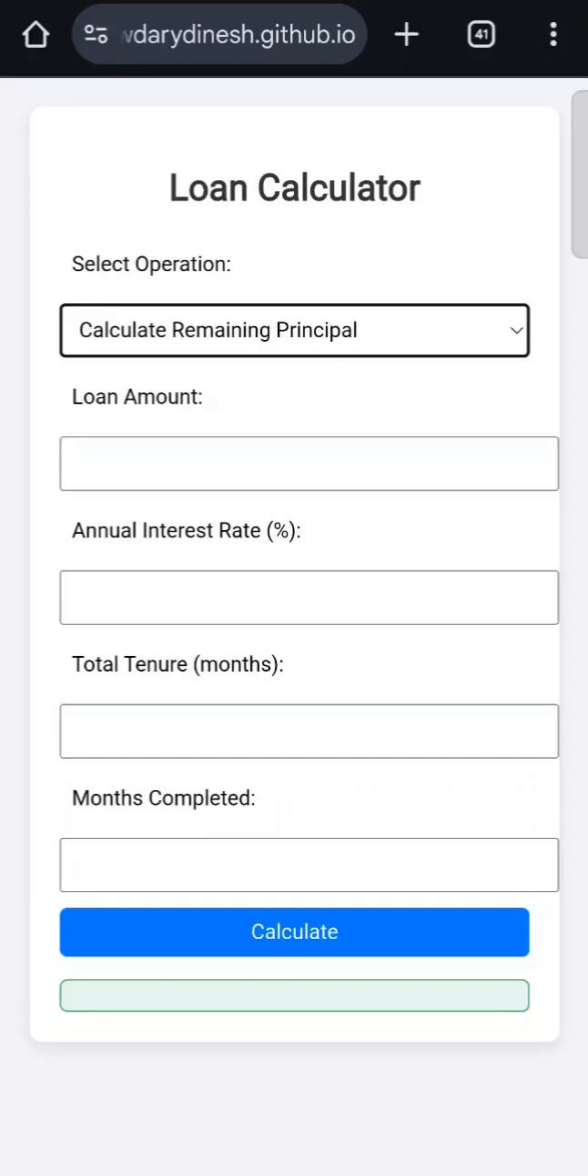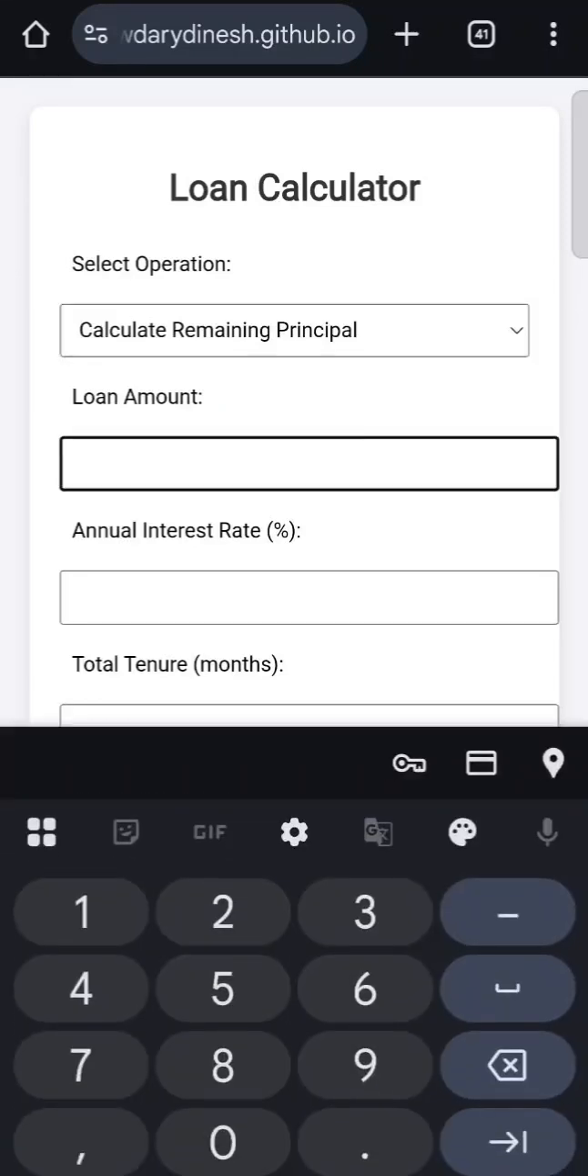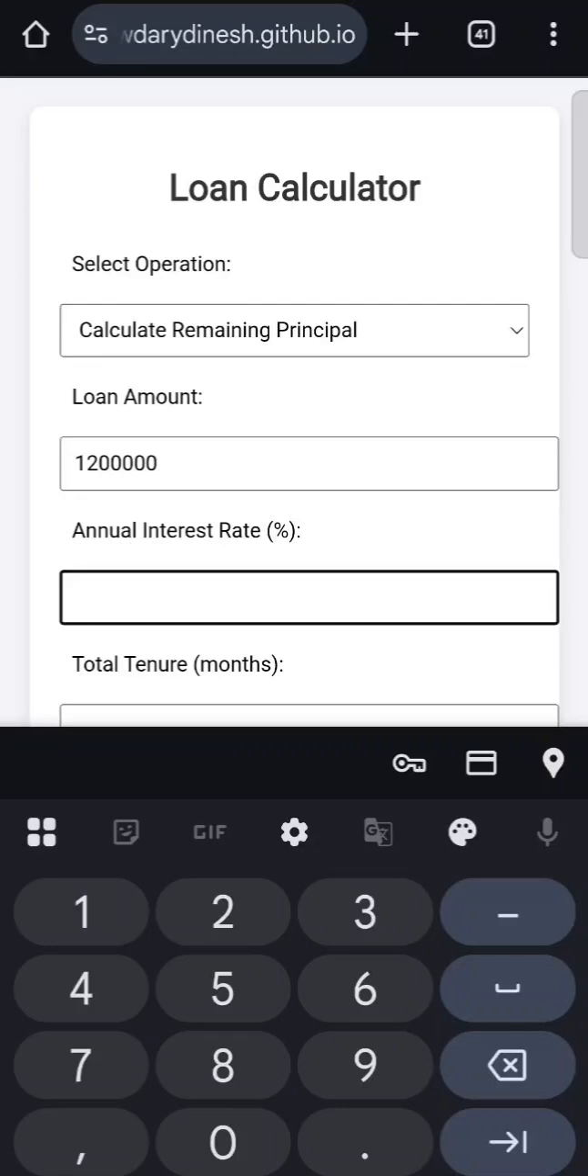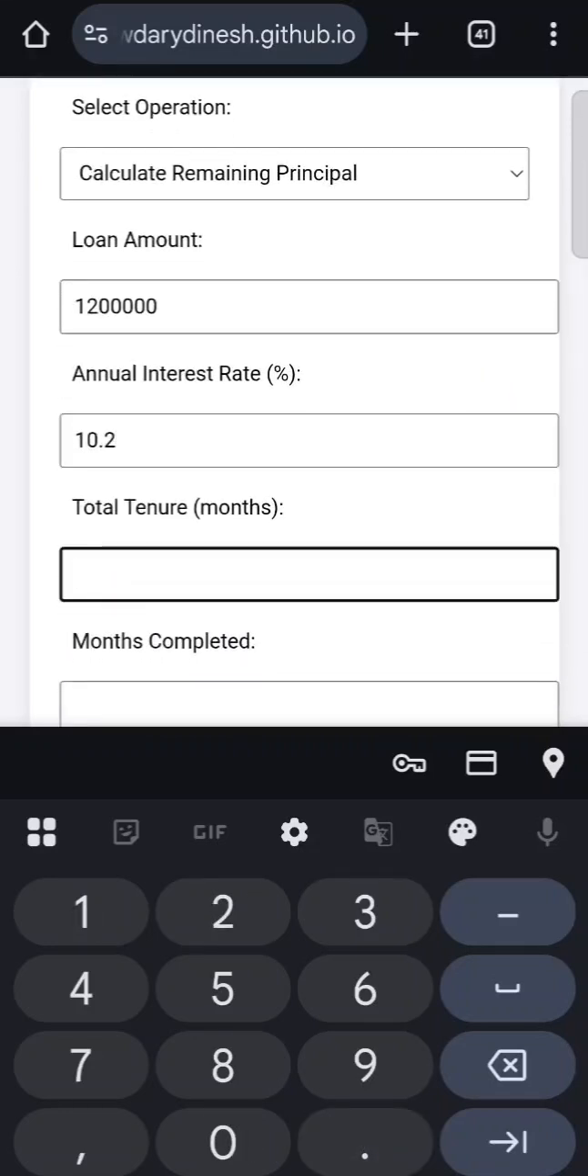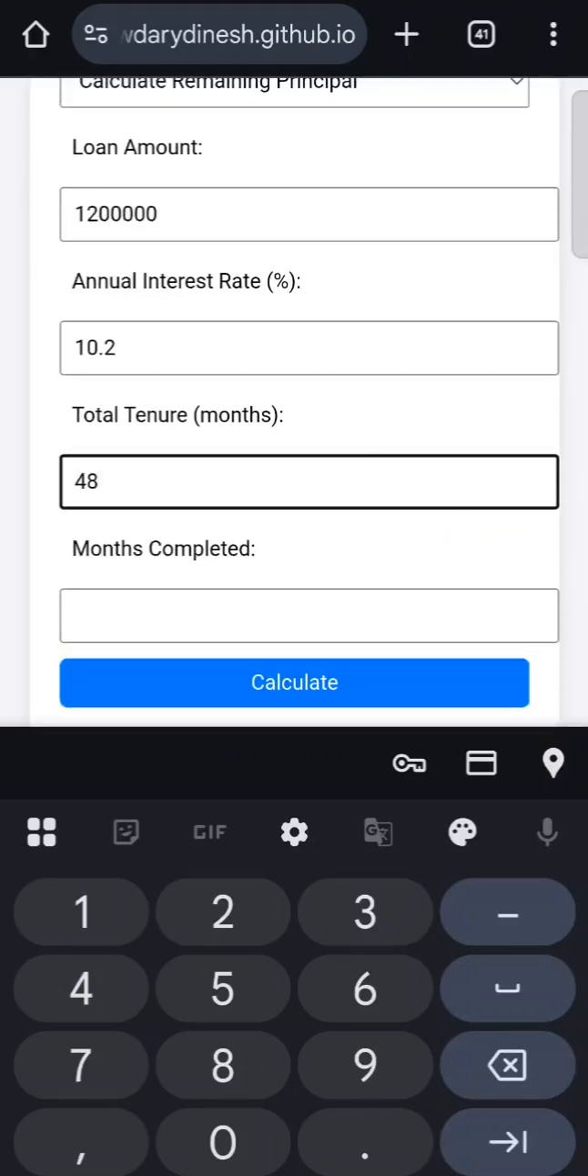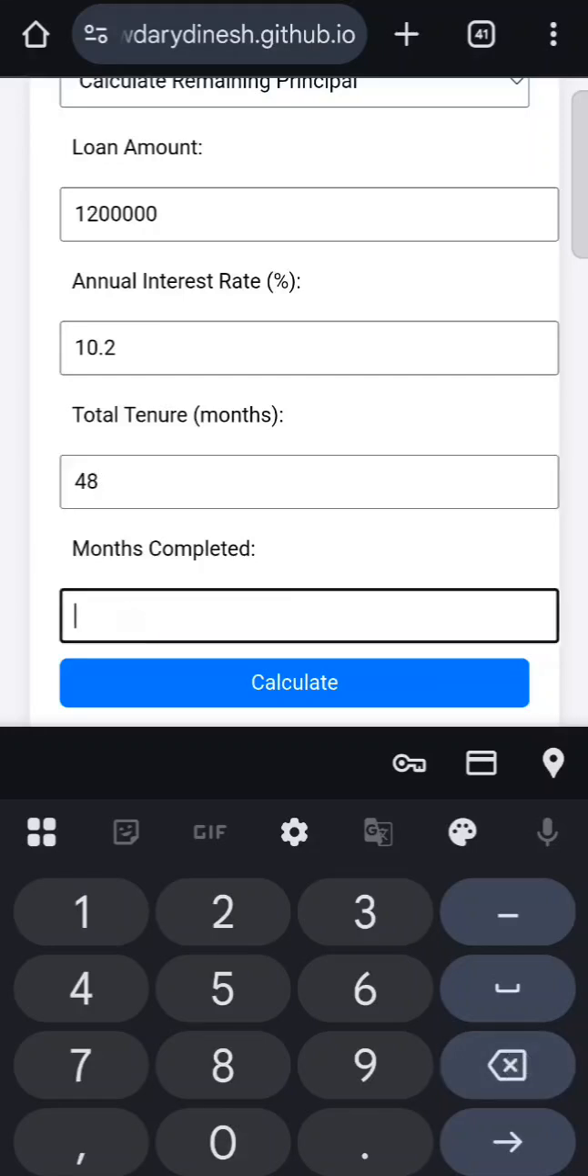Okay, so this is a case where a person has taken a loan of, let's say, 12 lakhs, at 10.2% annual interest, and the total tenure is 48 months, like 4 years. The number of months he has already paid is, let's say, 20 months, so you just enter 20.